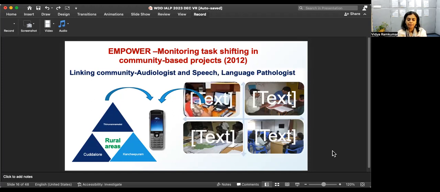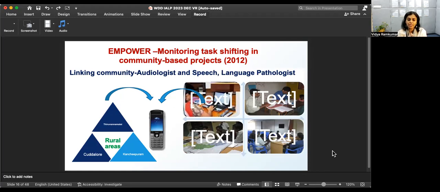As we were expanding our projects to other districts, we were also doing a parallel project in cleft lip and palate in our rural communities, to be able to bridge or link up between the community and us, the audiologist and speech language pathologist sitting in these hospitals here.